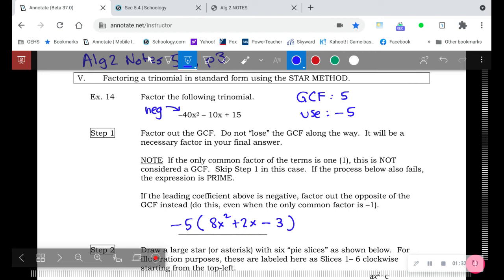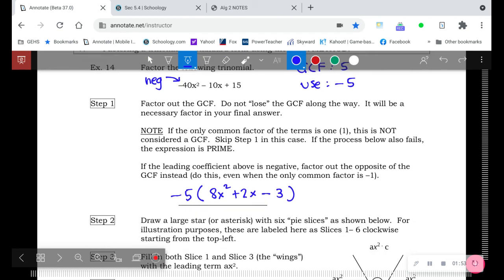We've pulled out the negative 5, and you can see here's the multiplication right there, that little dot I put in there. And that's the multiplication that we created, and factoring means create a multiplication problem. So we're not done yet, because this trinomial that we still have inside the parentheses is going to break down again, and I'm going to show you how to do that.